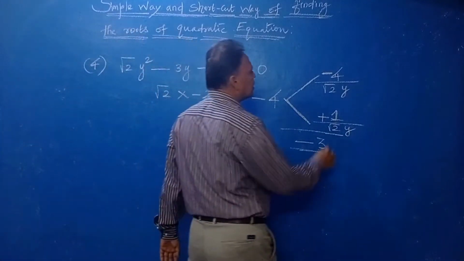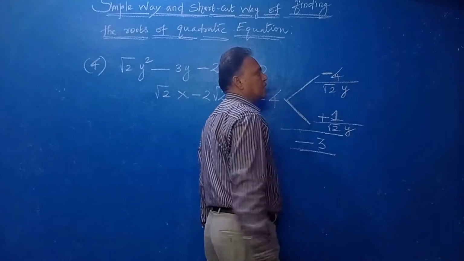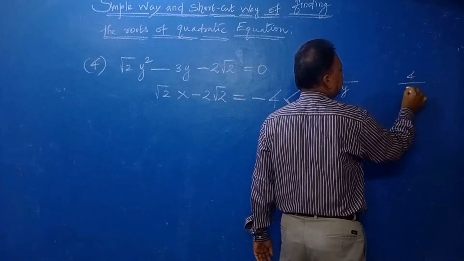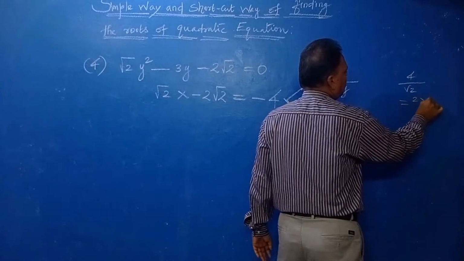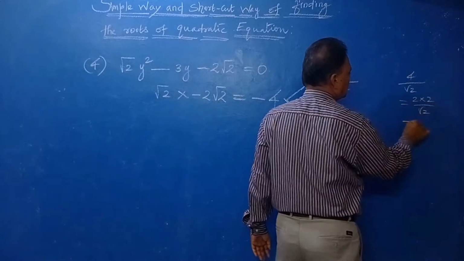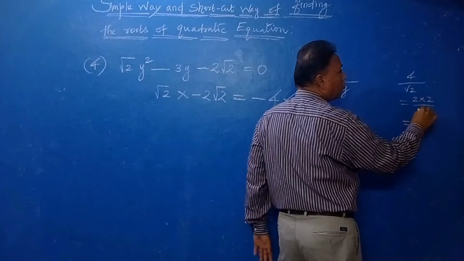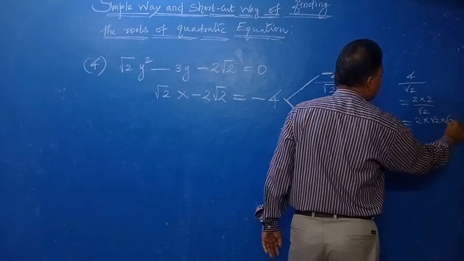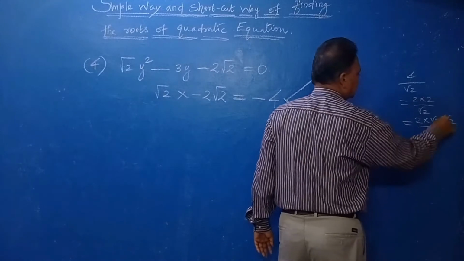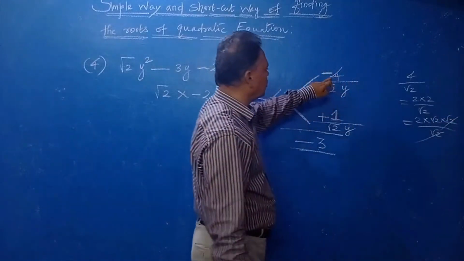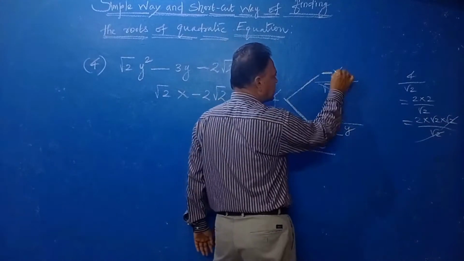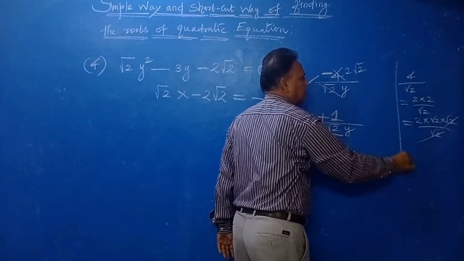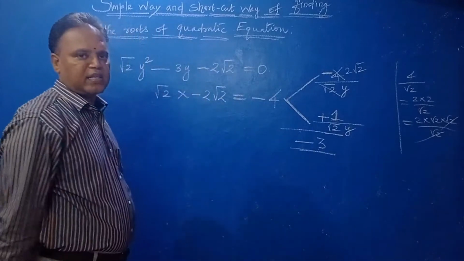Now, here you see, this can be written as what? This 4 by root 2. Separately you do. 4 can be written as what? 2 into 2, right? By root 2. So this 2 is nothing but root 2 into root 2. One 2 you write as it is. Another 2 is root 2 into root 2 by root 2. That means this root 2 you cut, and this will become 2 root 2. This is the simplification part.